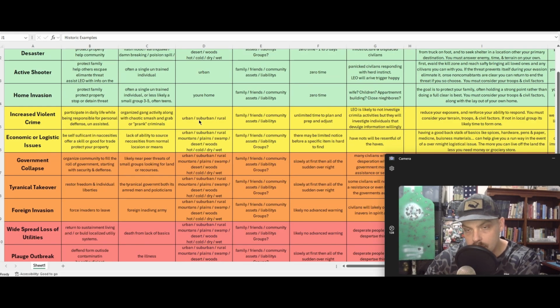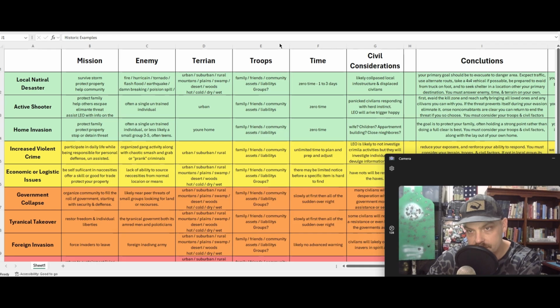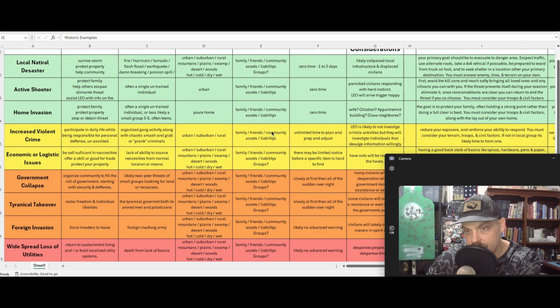Terrain could be urban, could be suburban, could be rural. Typically it's going to be urban or suburban. This likely won't be an issue in the rural areas unless things get really bad, and then we'll be dealing with organized crime looking to hold people hostage or seize land, stuff like that, South Africa status. But it just depends. Troops, again: friends, family, community.